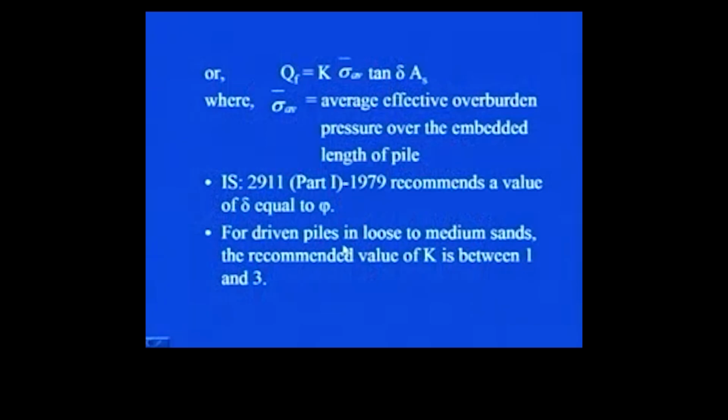For driven piles in loose to medium sands, the recommended value of K is between 1 and 3. You must be thinking why the value of K is quite high in this case. You see, when we were discussing the active and passive earth pressure theories, we saw that in the active condition, the coefficient of lateral earth pressure was much less compared to the coefficient of lateral earth pressure in the passive condition.